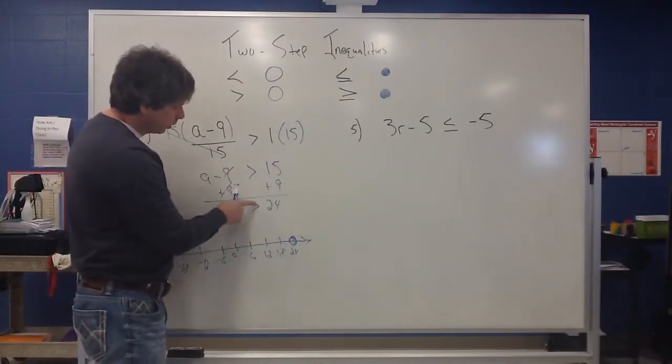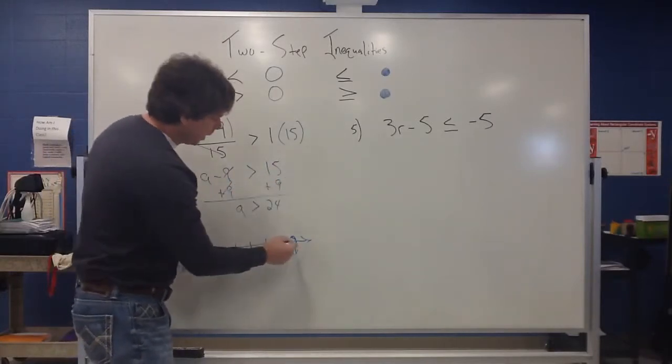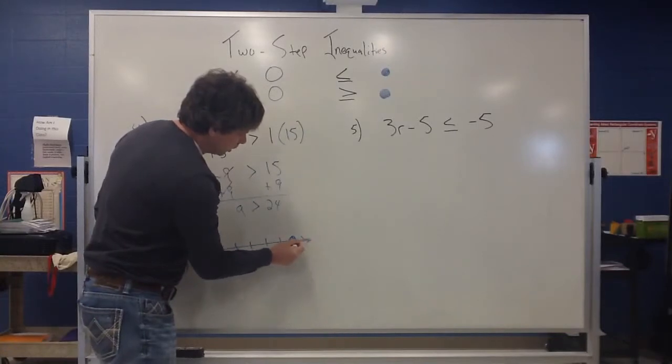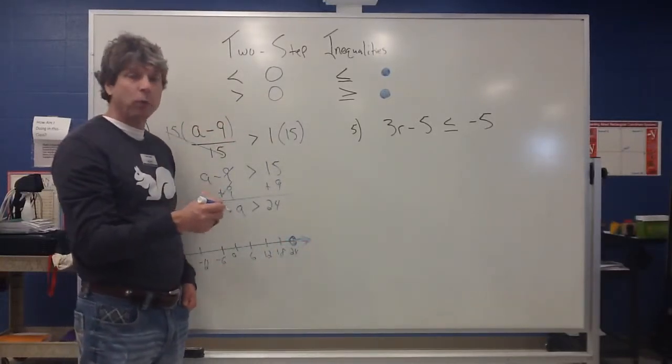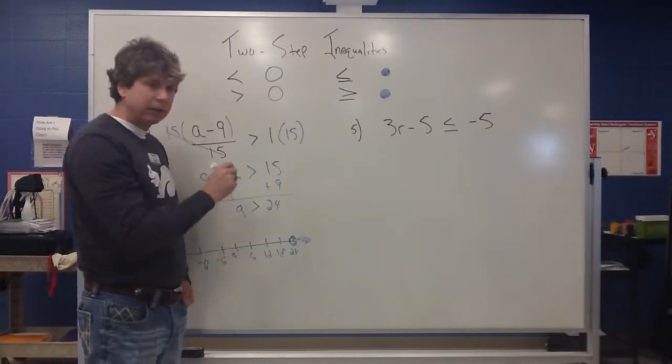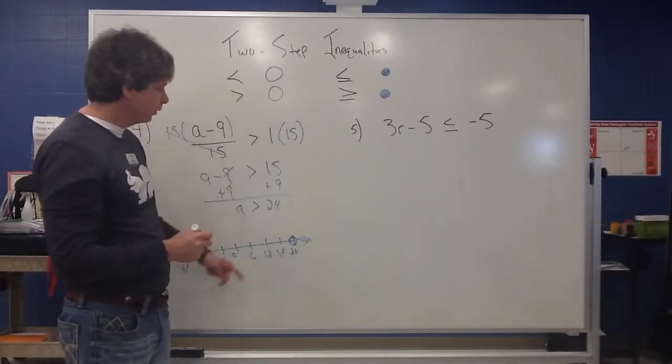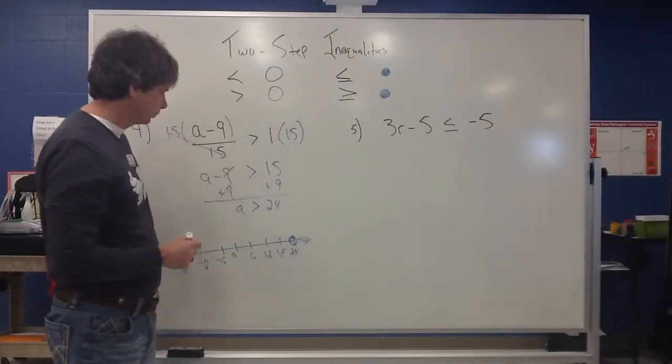And don't forget, this is like a little arrow. It's pointing to the right as well. It's telling me how to shade. So my solution would be everything to the right of 24. So that's including those decimals like 24.1 or 24.01. So anything that's just a hair to the right of 24 works, but 24 itself is not part of the solution.